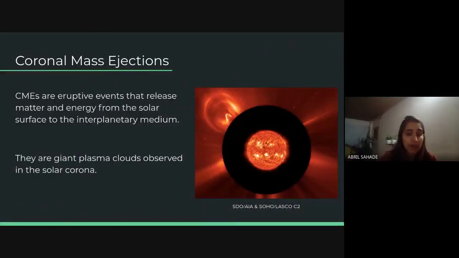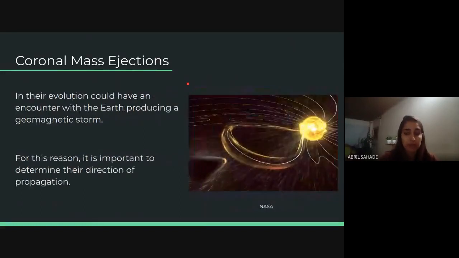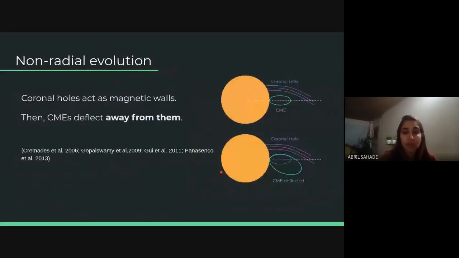Well, my PhD thesis is about the deflection of coronal mass ejections, which are eruptive events that release plasma from the solar surface to the interplanetary medium. It is important to determine the direction of propagation of those structures because they can have an encounter with Earth and produce a geomagnetic storm.